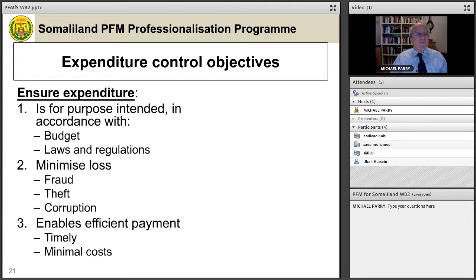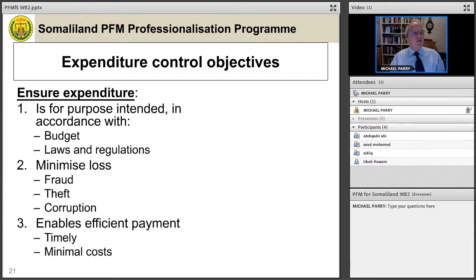Expenditure control. A lot of expenditure control we won't deal with under this workbook, but I'll just go through the main objectives of expenditure control. It's to ensure that the expenditure is made for the purpose intended in accordance with the budget. That's to say, in the last one, if it's meant for maintenance of vehicles, then it must be used for maintenance of vehicles and not for buying fuel and so on. And in accordance with the laws and regulations of the country.